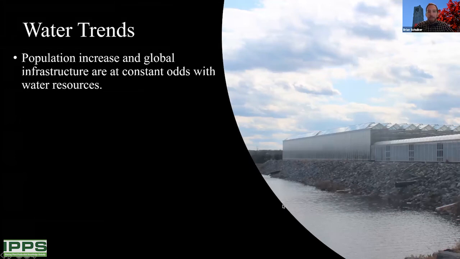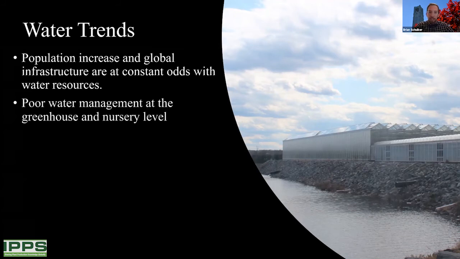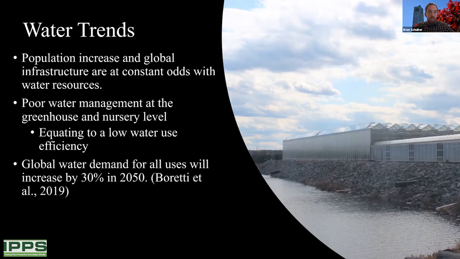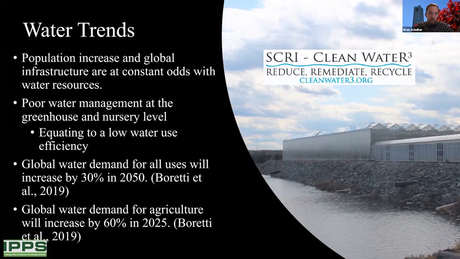Putting this in a bigger perspective, population increase and global infrastructure are at constant odds with water resources. Poor water management at the greenhouse and nursery level will equate to a lower water use efficiency. A study done by Beretti in 2019 predicted that global water demand for all uses will increase by 30% by 2050, while global water demand for agricultural water use will increase by 60% in 2025, and that's with the same study. To put this in a smaller perspective, a few years ago, the Clean Water R3 grant was put into place. This is an $8.7 million NEPA grant, and at the time of me looking at this, there were 30-ish publications, and there could be more now, and there were 11 partnering universities.